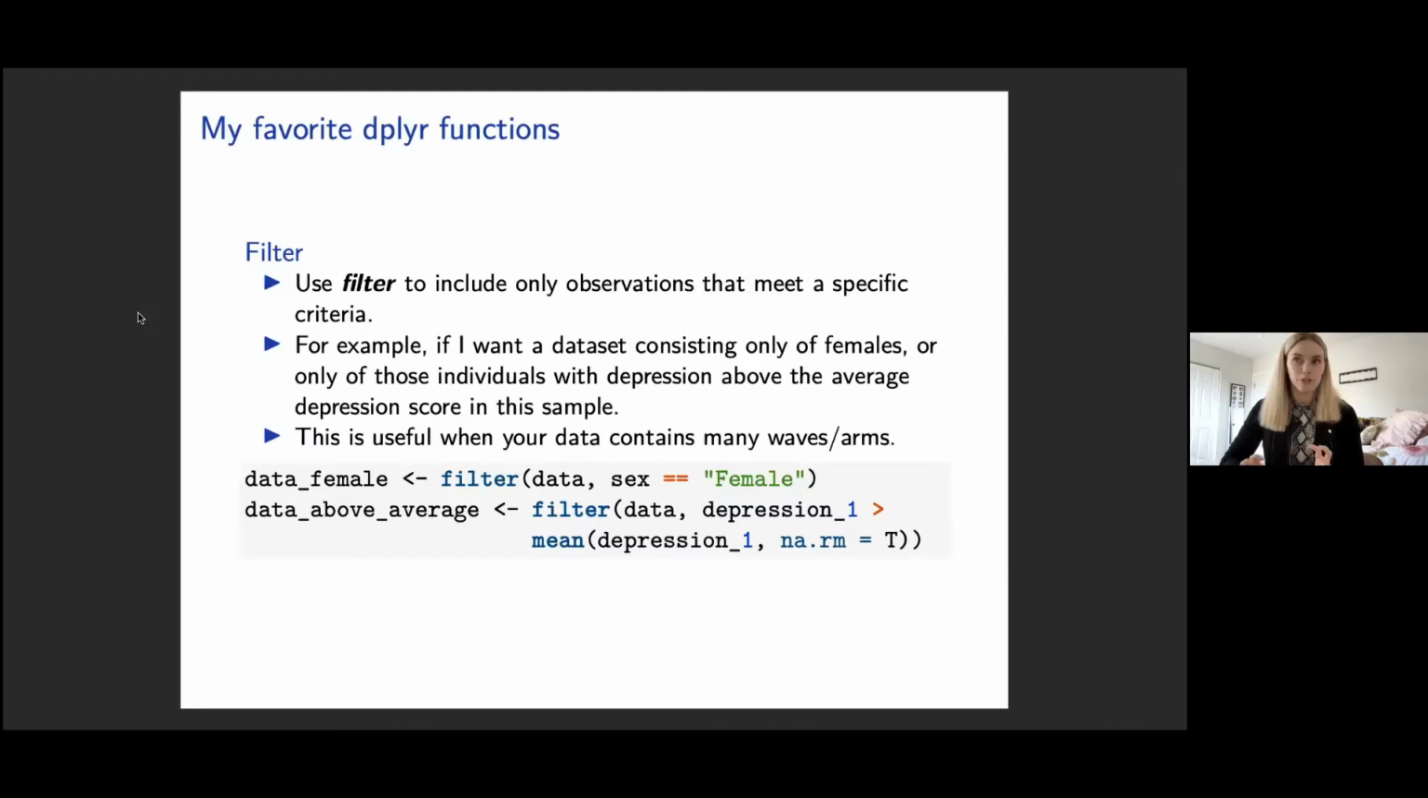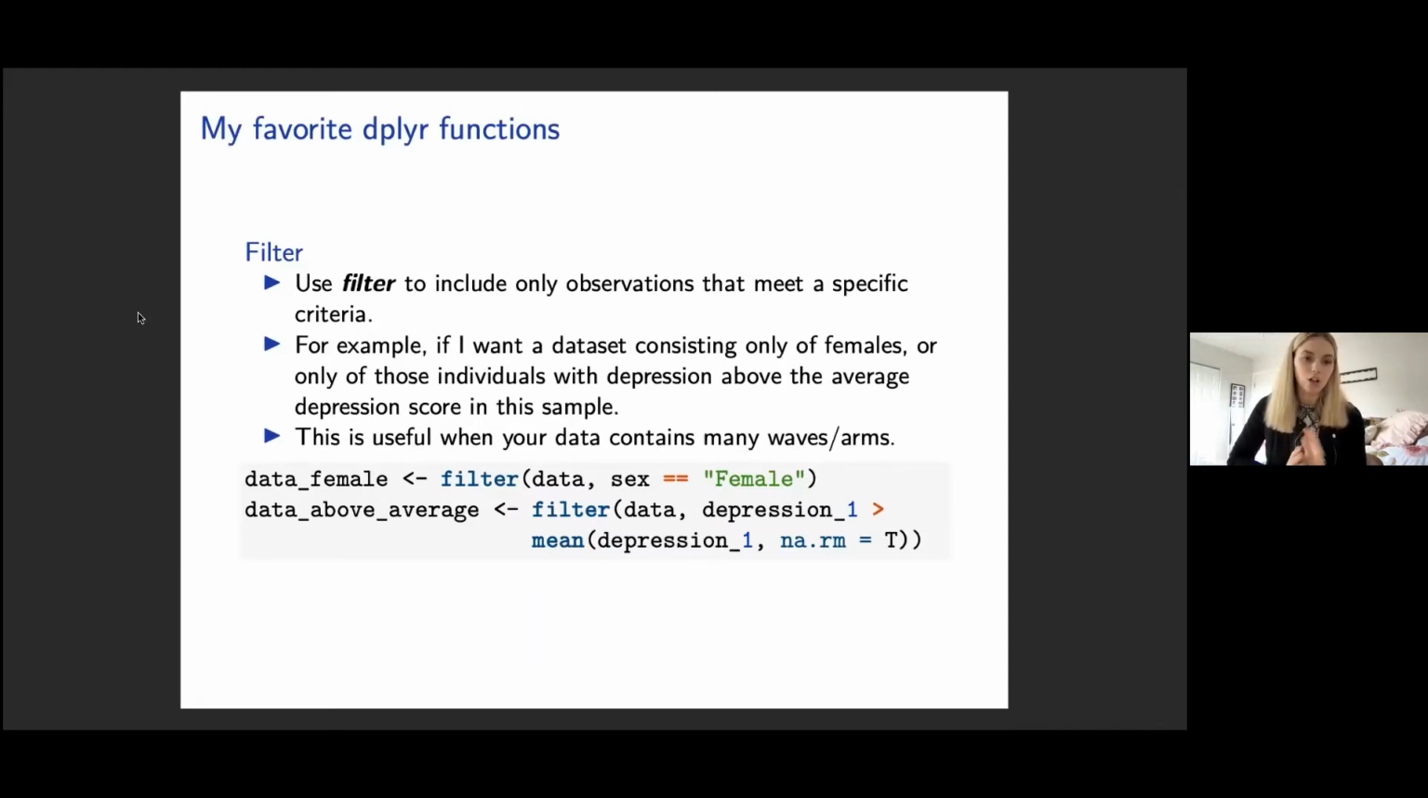I just want to first go over some of my favorite functions from a few of these packages. So filter is a way to only include observations that meet a specific criteria. For example, if I want a data set consisting only of females or only of individuals with depression above an average score, you can use filter to really easily create a new data subset with just the criteria that you are interested in. This is particularly useful when your data has many waves or arms.